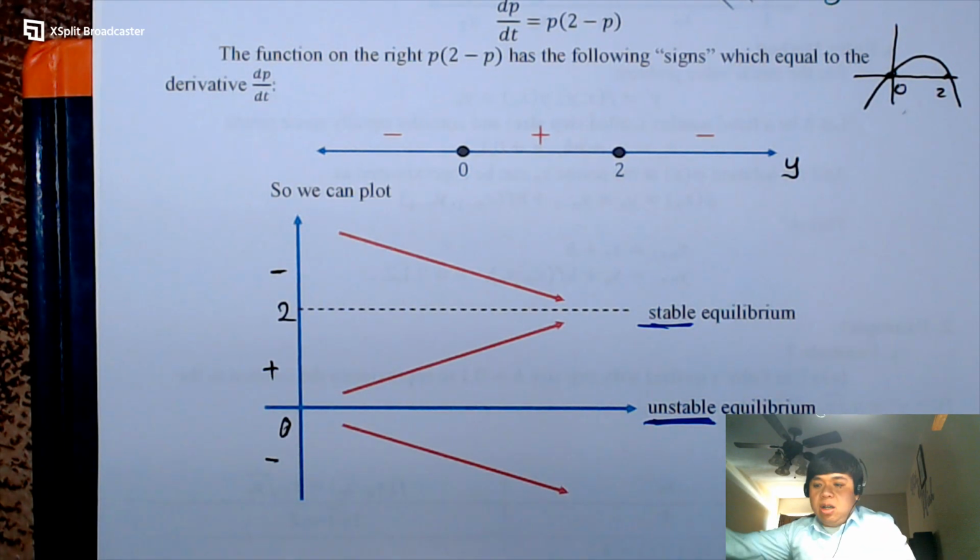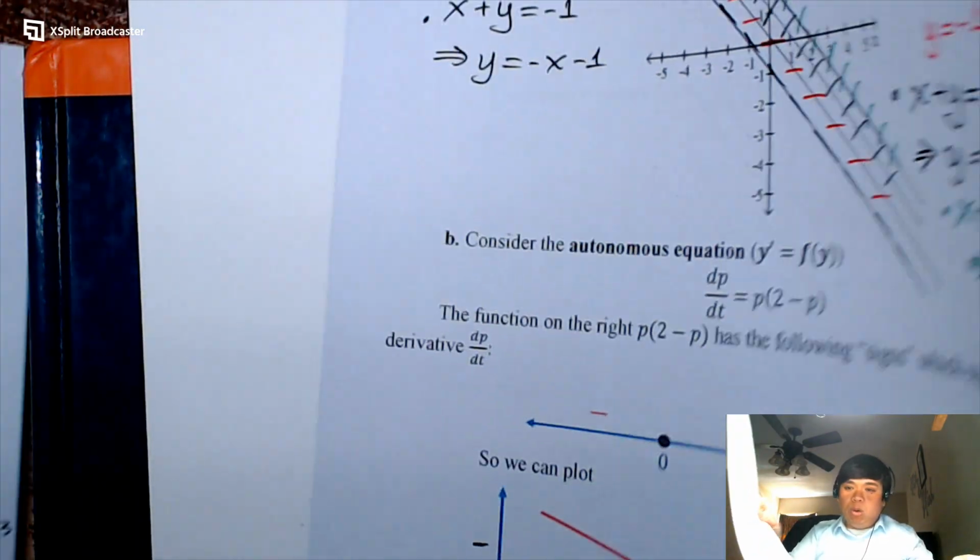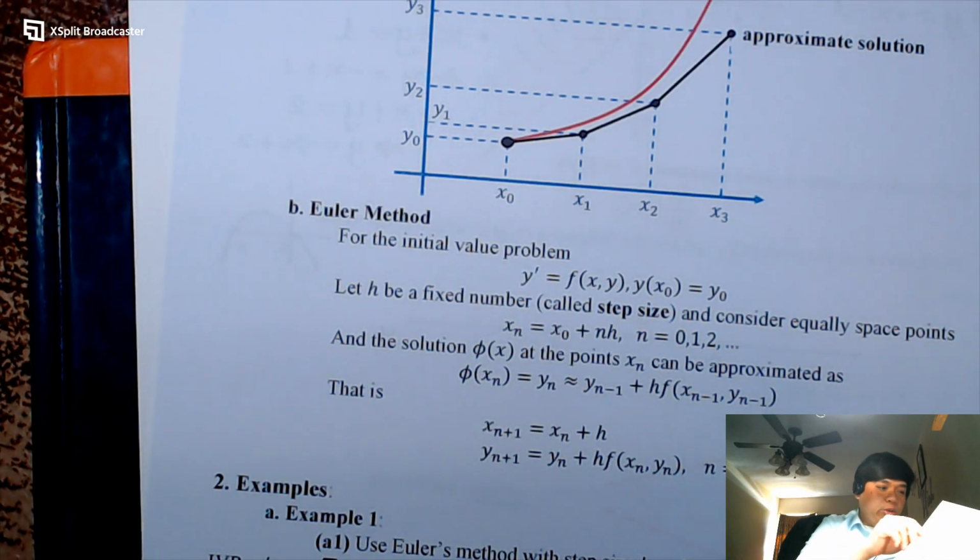So we don't have much in this short section 1.3. We'll go to 1.4.